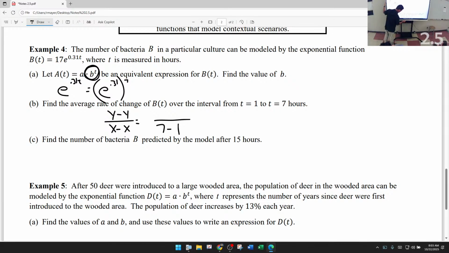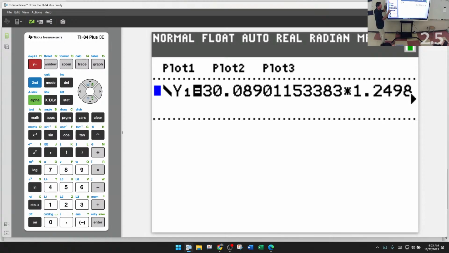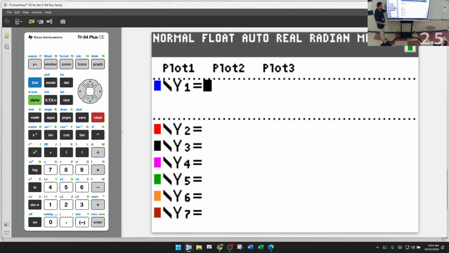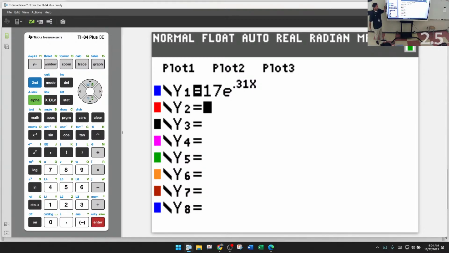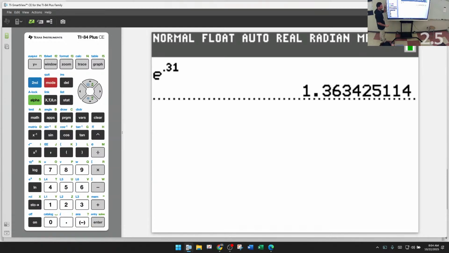Okay, here's the easiest. Was it 17e to the 0.31t? Y equals, clear that nasty thing out. 17e to the 0.31x. That's the equation. Here is the easiest way to plug in 1 and 7. Do alpha trace.